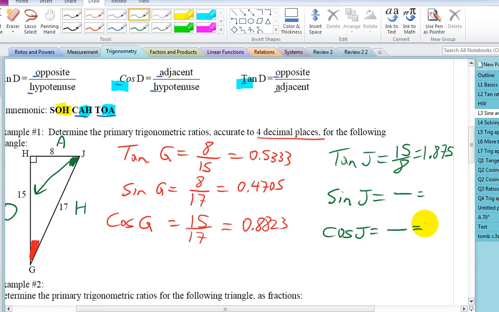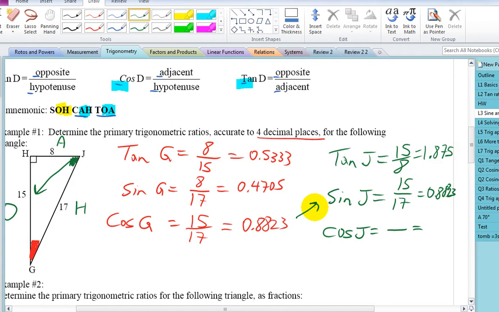Sine J, what is it? Can you see from back there? Yeah. Sure? Okay. Yep. Oh yeah, it was as a fraction though. Exactly. And we've already done that one, that's why you don't have to use your calculator. Where did we do that one already? Yeah. Right there. Okay, from cos G.